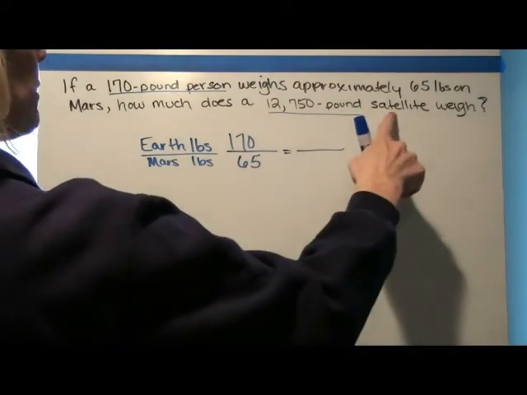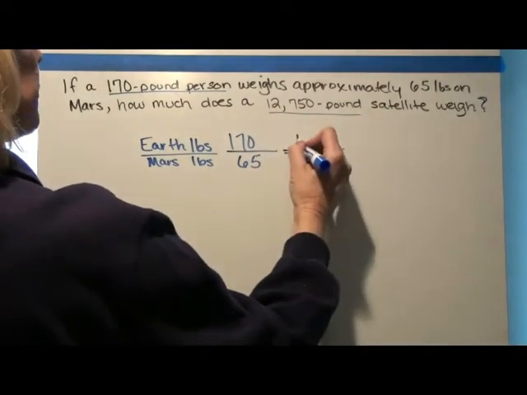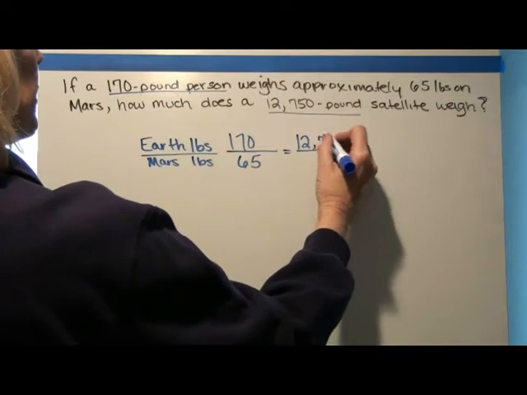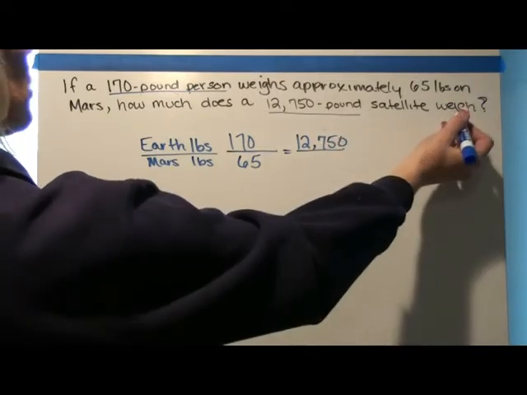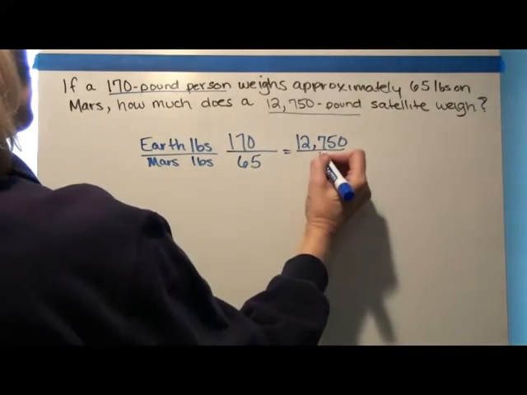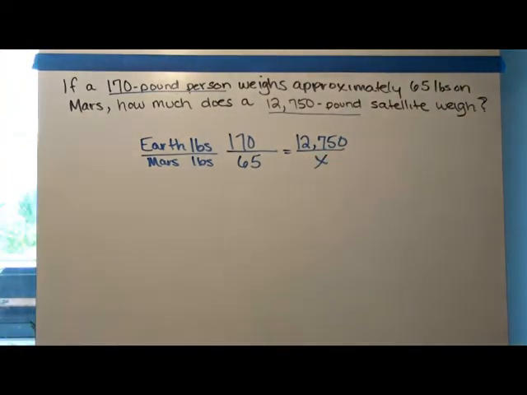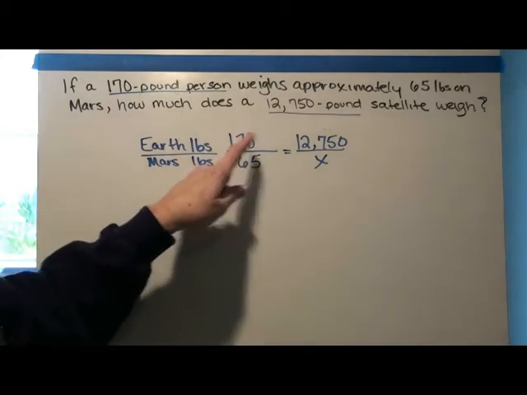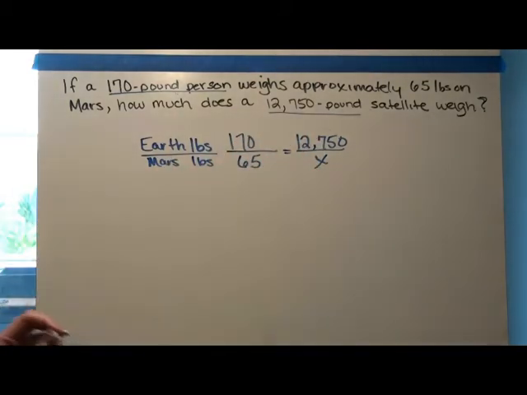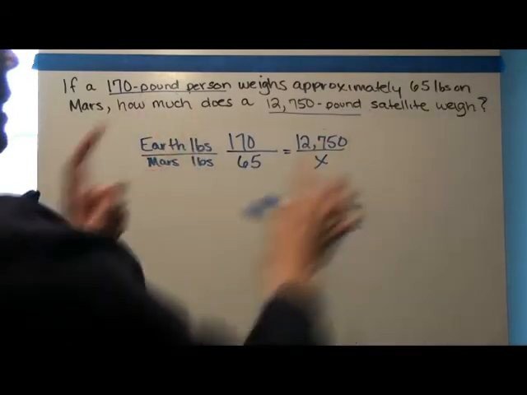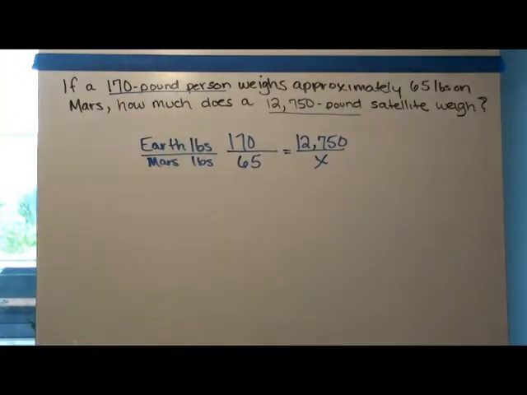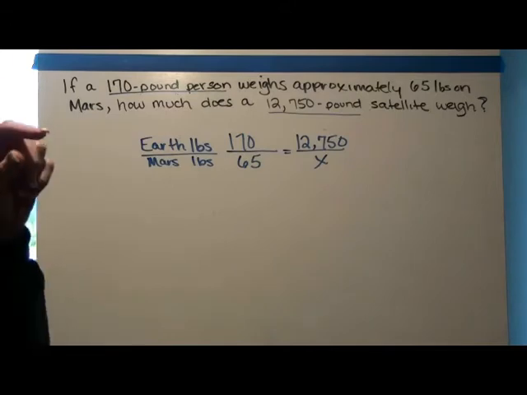Next we have the satellite, which is 12,750, also on Earth. And the question is, how much does it weigh, which would be on Mars. So we put our unknown down there with Mars, making sure this is Earth, Earth, Mars, Mars. The next thing is to decide how we're going to solve this. We could use the method we just covered in rational equations and multiply both sides by the common denominator. That method is shown in your example.